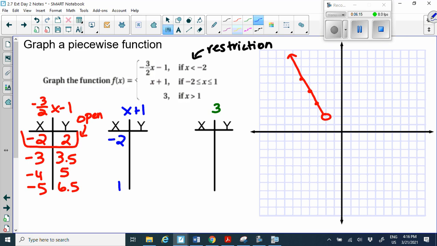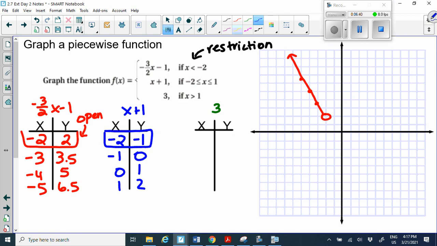Now, we're going to choose about 2 points. It kind of just depends on what you're doing, but we'll choose about 2 points in between negative 2 and 1. So we can use like negative 1 and 0, okay? So now we plug those numbers into our x plus 1, so I get negative 1, I get 0, 1, and 2.